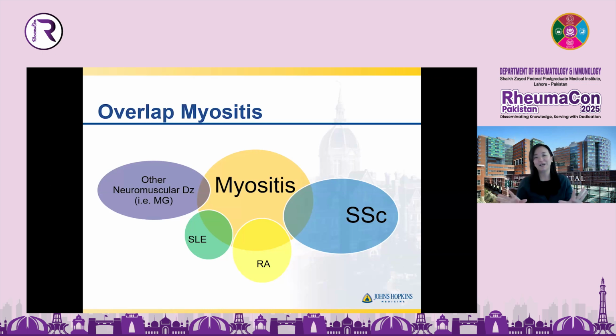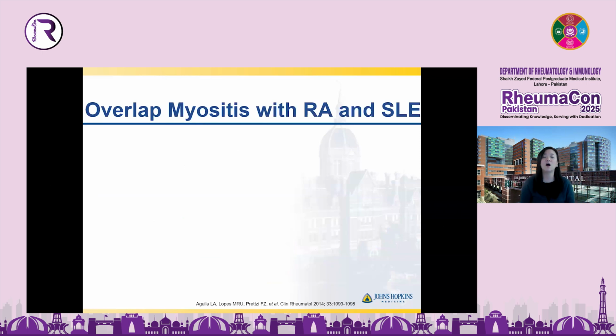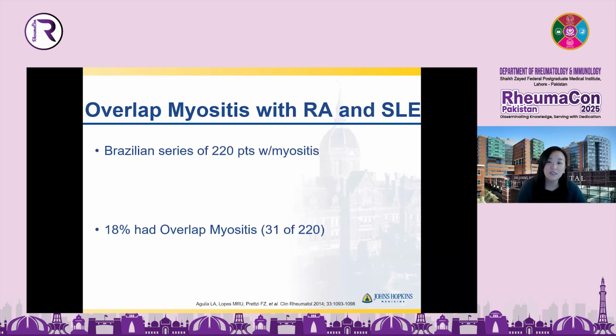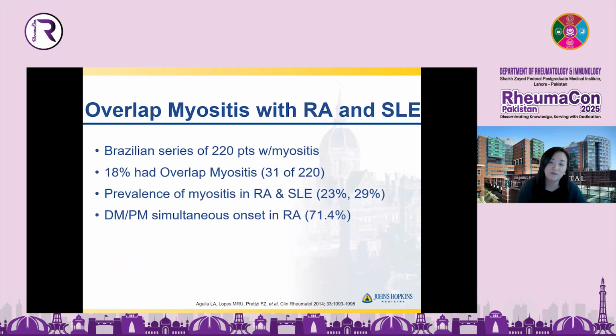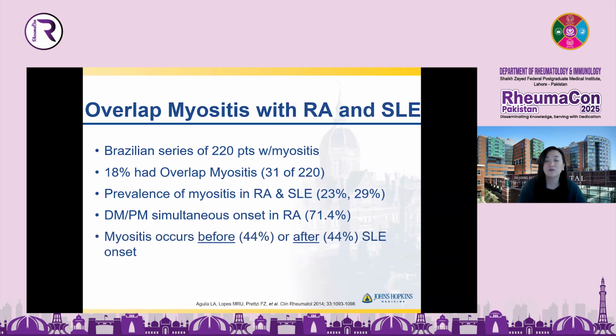But anyway, this is basically the landscape here of overlap myositis. So I'm going to first talk about RA and lupus in terms of the overlap myositis, but there's not a lot of data, so I'm going to show you here. These are a really old case series from Brazil, which I thought was a very well done study. It was 220 patients. And again, 18% of these patients with myositis had overlap. And the most common was RA and lupus in this group.